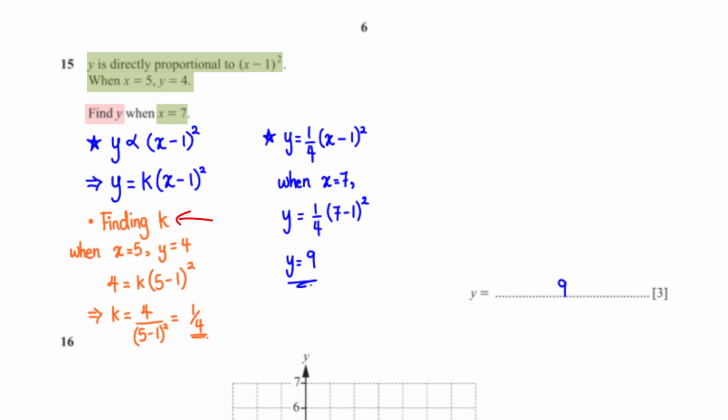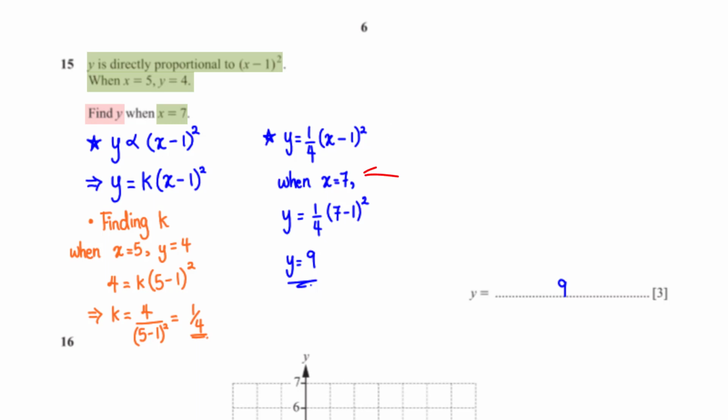To find the value of k, let's slot in the values of x and y given in the question. So when we do that, we now have 4 is equal to k times 5 minus 1 squared, and this simplifies to k equals 4 over 5 minus 1 squared. And when we type this into the calculator, we get k equals 1 over 4. We have y is equal to 1 over 4 times x minus 1 squared.